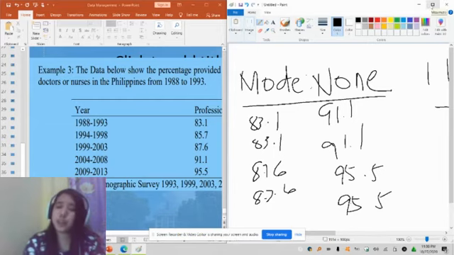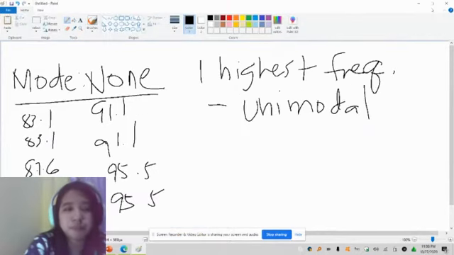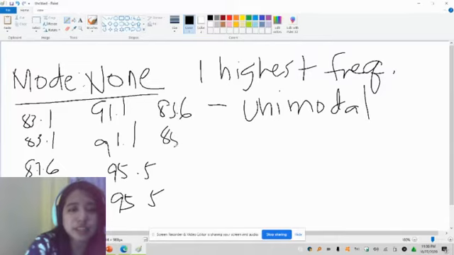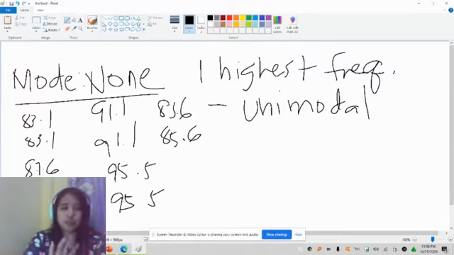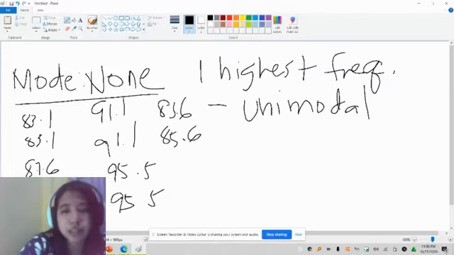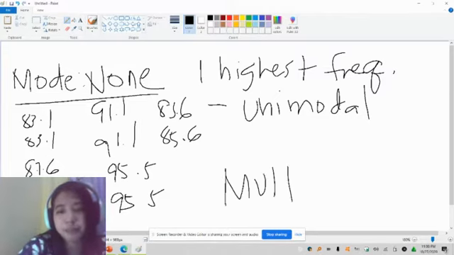However, what if the situation is like this? So we have 283.1, 287.6, 291.1, 295.5, and 285.7. In this case, 285.6, so we have twice for each of the data. It means that there is a mode, and the term is multimodal.